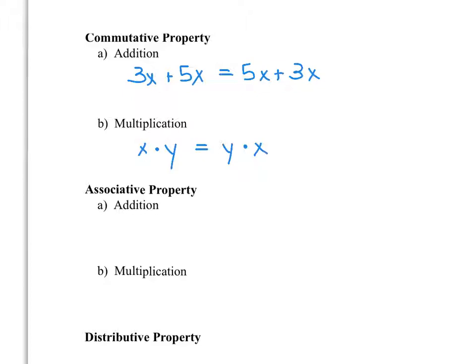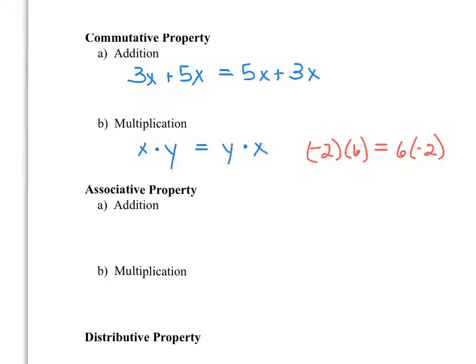So for example, if I know that I'm multiplying -2 times 6, I get exactly the same answer if I multiply 6 times -2. So that's the commutative property of multiplication. You'll notice that the commutative property does not apply to either subtraction or division. Order is really important in those two operations.